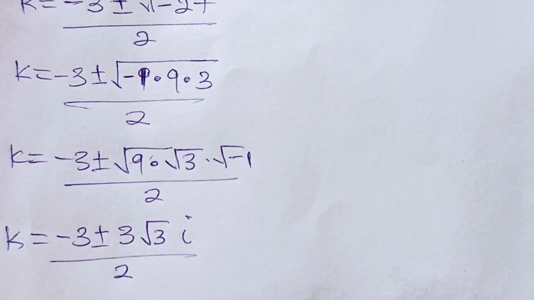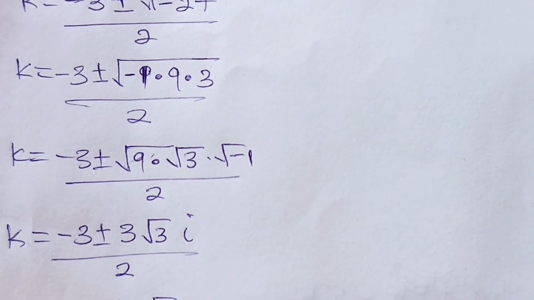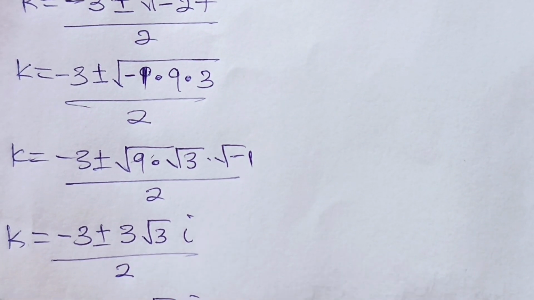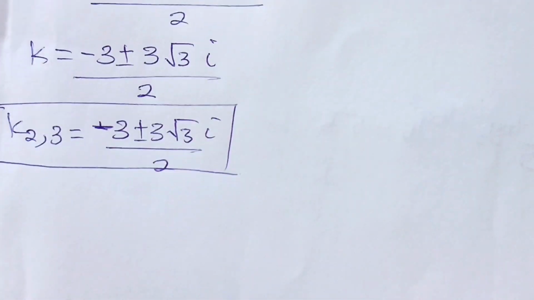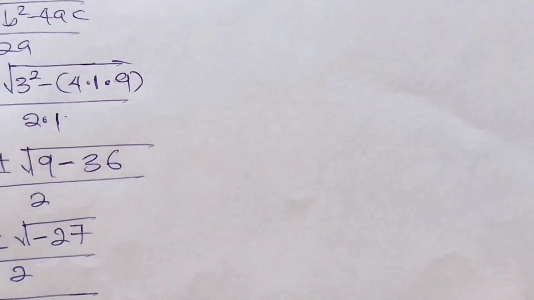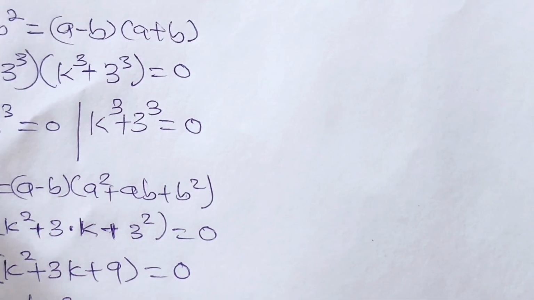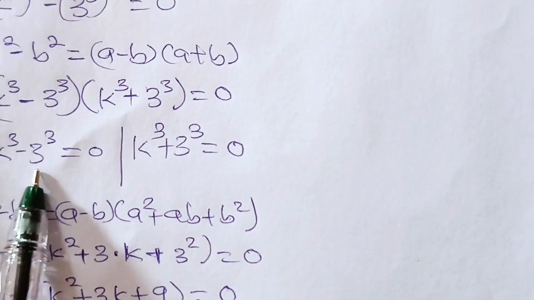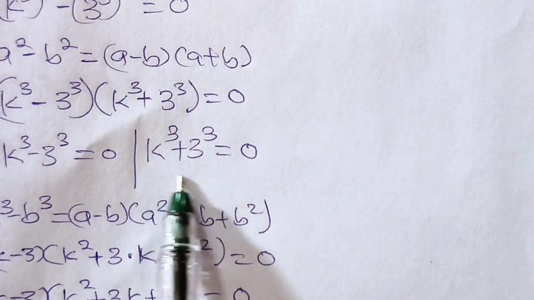Therefore, the second and the third value of k is equal to minus 3 plus or minus 3 root 3 i divided by 2. So we have gotten the second and the third value of k. Now, let us go back in order to get the fourth and the fifth and the sixth value of k. Now, all those while we've been solving this particular question, this equation. Now, let us go ahead and solve this, okay?